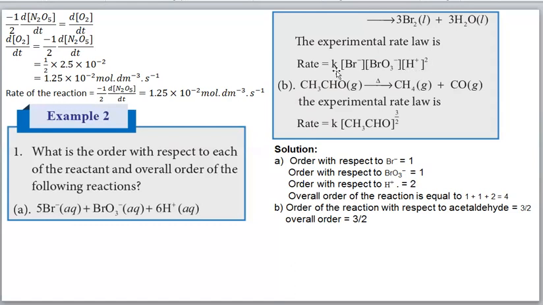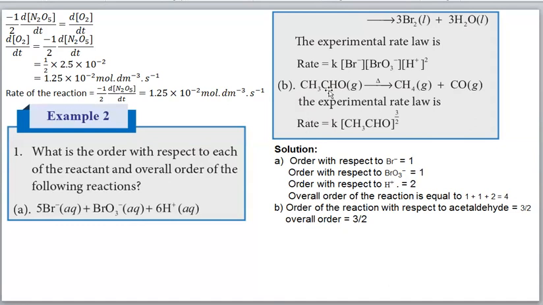So we can write the order with respect to Br minus: here the power is 1, no number means 1. So the order with respect to Br minus is 1. The order with respect to BrO3 minus is also 1, since there is no power term, that is, the power is 1. Then the order with respect to H plus is 2; here 2 is there. Then the overall order of the reaction equals all three values added: 1 plus 1 plus 2, that is 4.